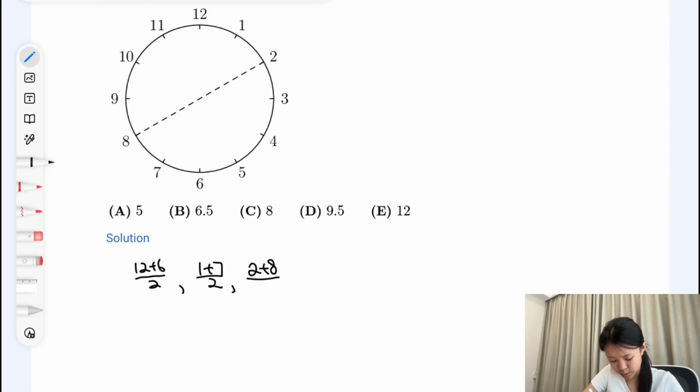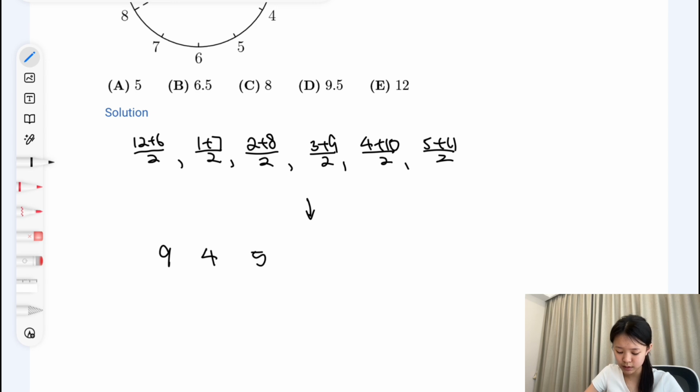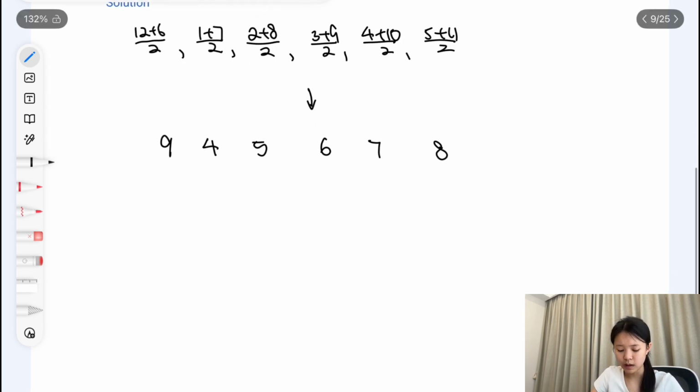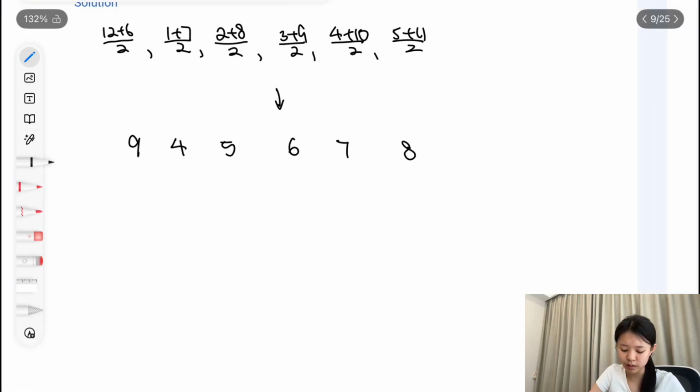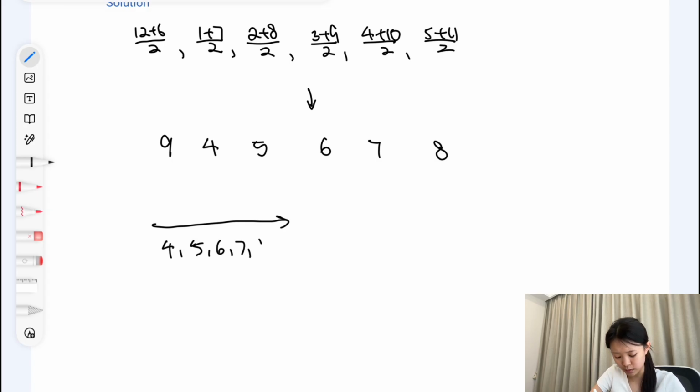So 2 plus 8 divided by 2, and then 3 plus 9 divided by 2. 4 plus 10 divided by 2, and then 5 plus 11 divided by 2. And so if we calculate that, we get 5, 6, 7, 8, 9, and 4. Now we don't actually need to add them all up and divide by 6, because if we order this in ascending order, we get 4, 5, 6, 7, 8, 9.